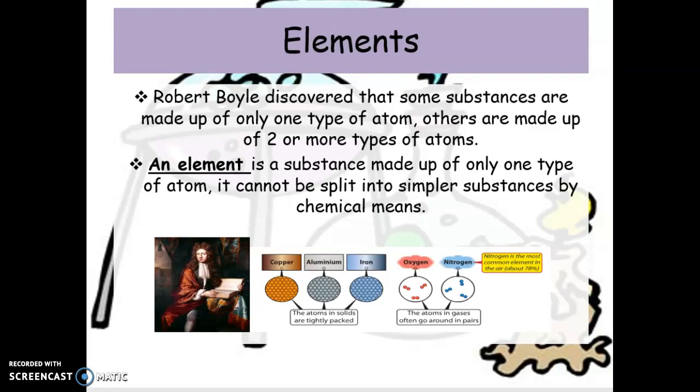So an element is one where all of the atoms are exactly the same. As I said, with the likes of gold, copper, aluminium, iron, every single atom in there looks exactly the same. Whereas if you look at something like water, that's not an element. It's a combination of a number of elements. So when you look at the atoms in something like water, they're going to be different atoms.